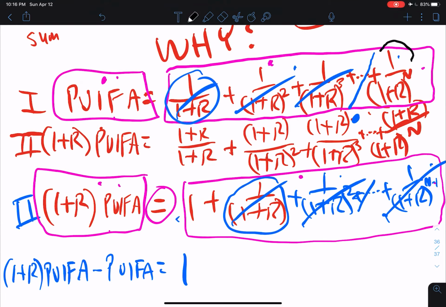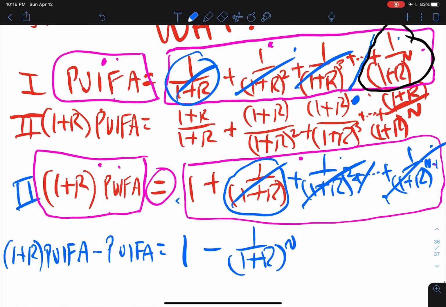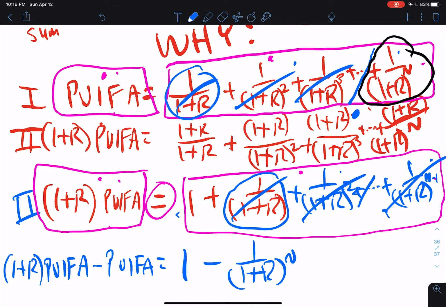This term right here. So I'm going to have 1 minus 1 over 1 plus r to the n. Just logic. Again, the logic was if this equals this and this equals this, then the difference in this and this has to logically equal the difference in this and this. And that's what we're left with here.